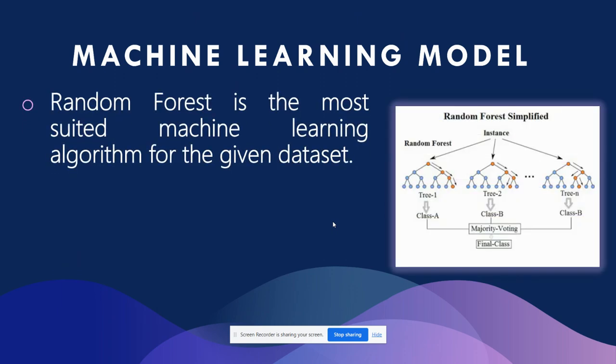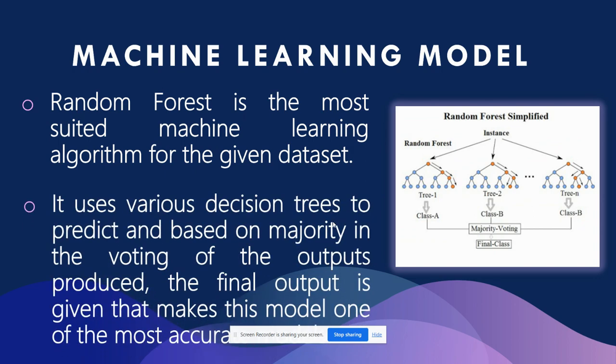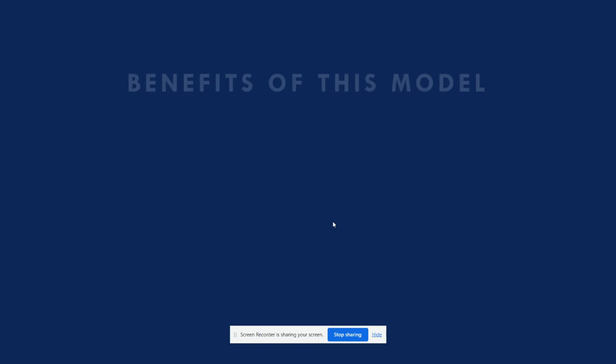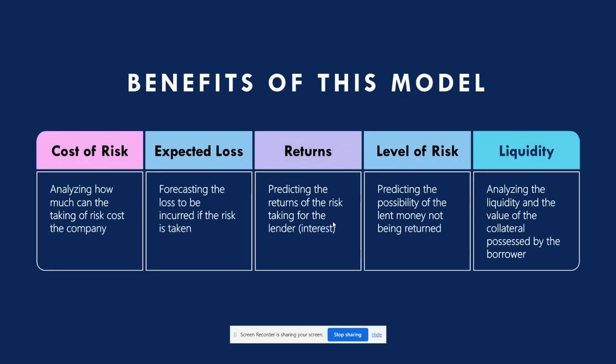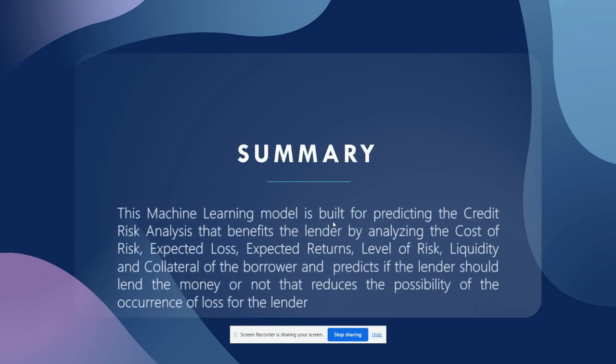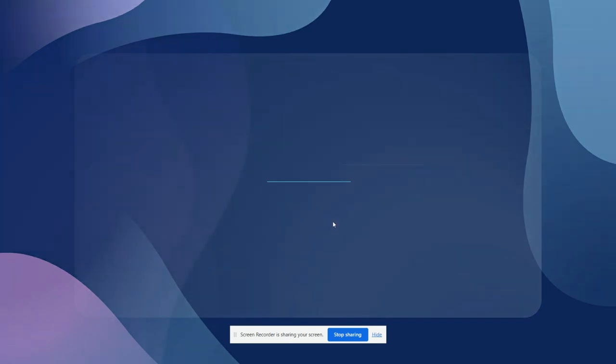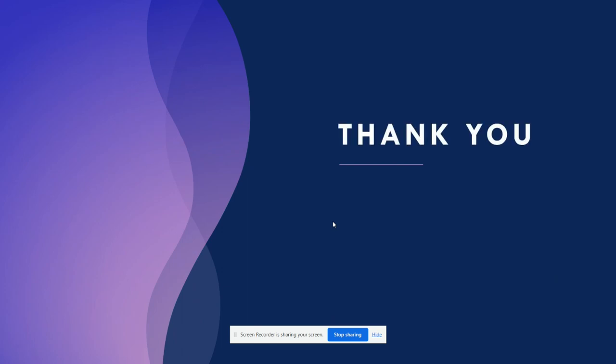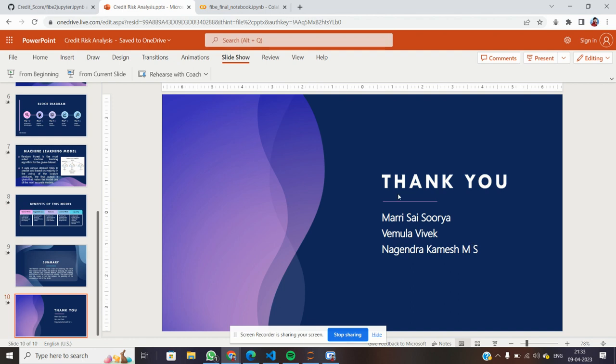The model we use for better accuracy and predictability is random forest, which uses the bagging method. It's one of the ensemble methods. It has various decision trees, and it predicts the decision which has the majority. We have many benefits like cost of risk, expected loss, returns, level of risk, and liquidity. So in summary, that's it. Thank you guys, and this is our team.